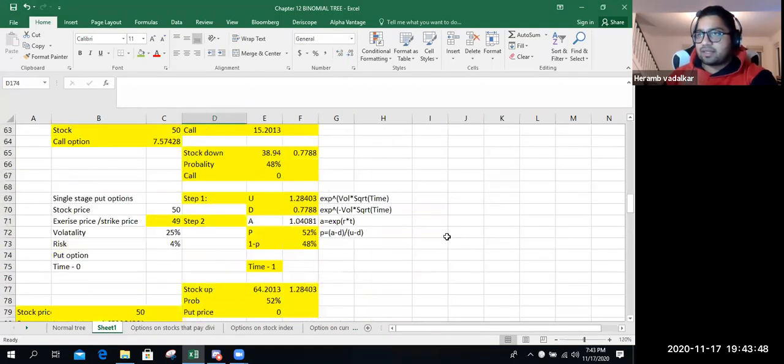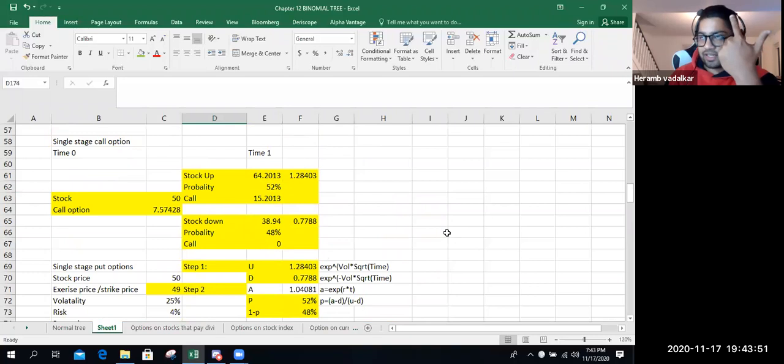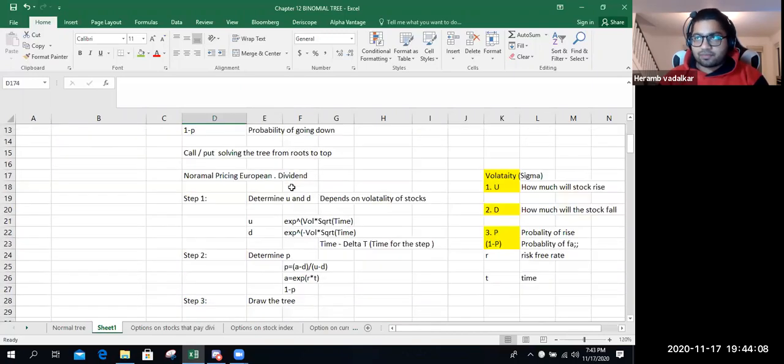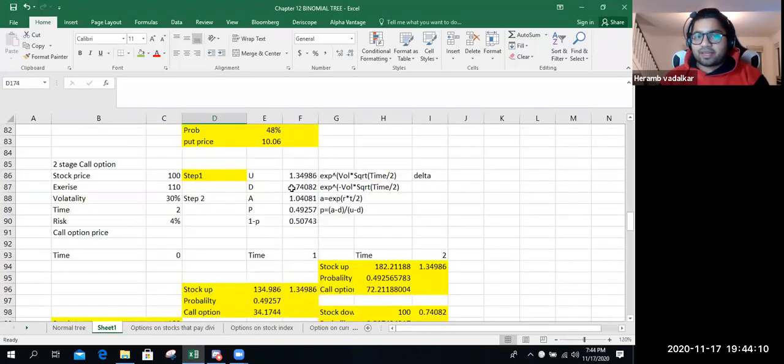Any questions with single stage call, single stage put, double stage call, double stage put, European options, and single American options? Great. Now this was normal. But sometimes stocks pay dividends. Options can be based on stocks that pay dividends, options can be based on an index, or options can be based on currency.